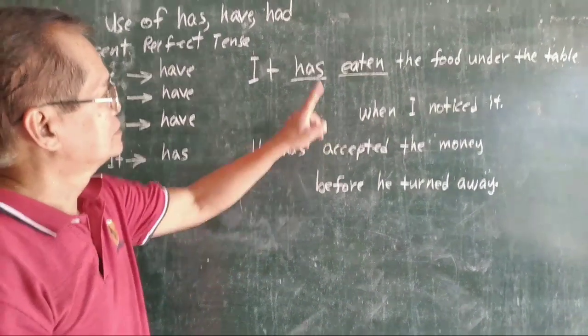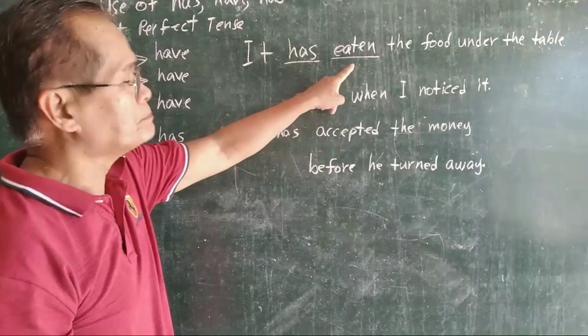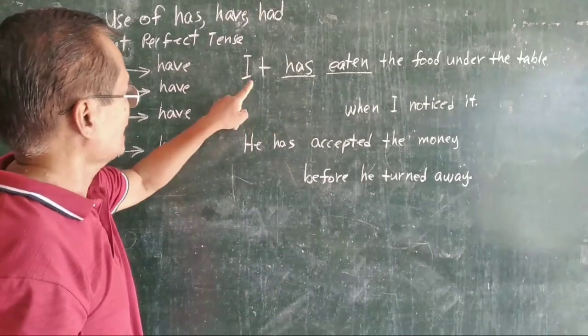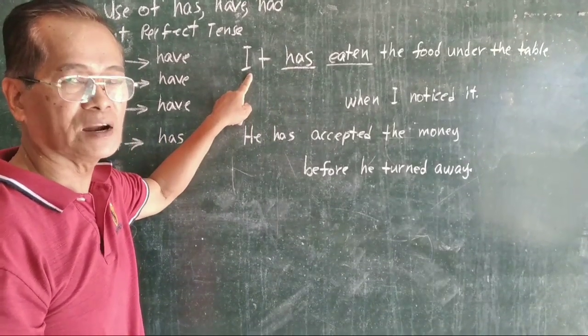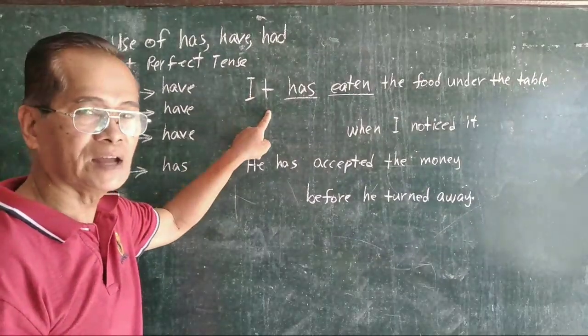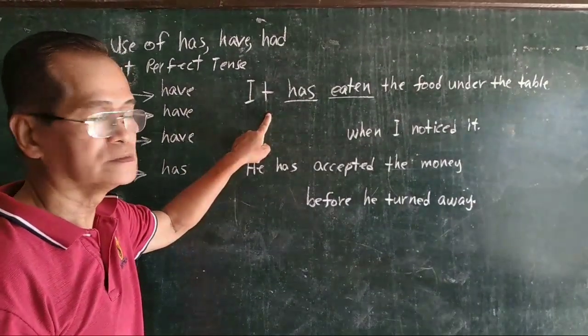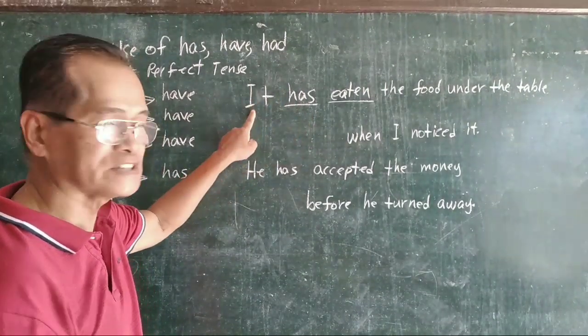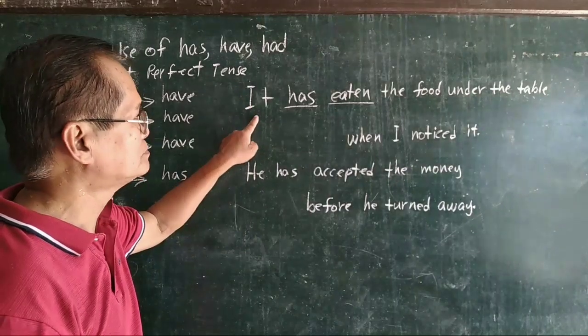And always use a past participle after the verb has. By the way, our subject here is third person singular. Ito, it. Singular ito. So, hindi pwedeng gamitin ang have. We cannot use have. Ang dapat gamitin ay has. Has should be used because our subject is singular third person.